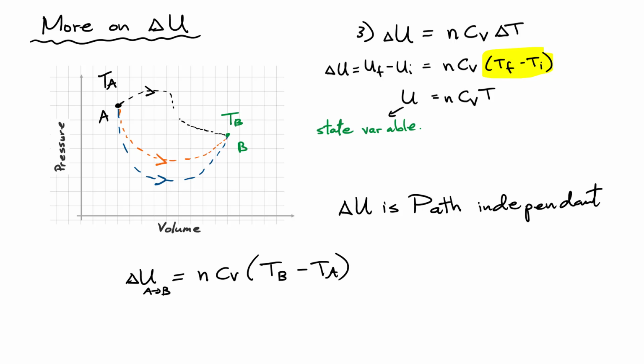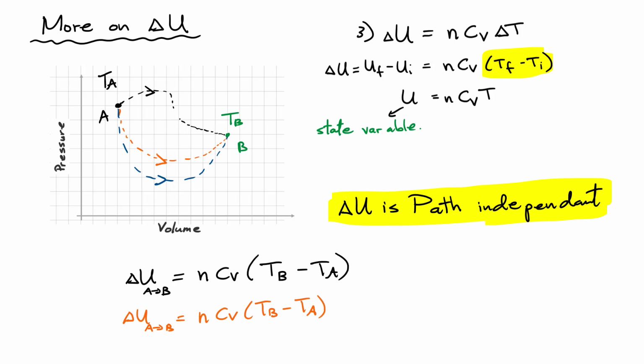Now, if I did it for the orange curve, again, A to B, I would have the exact same value because, although the path is considerably different, my equation is going to be the exact same. I'm going to get the same change in internal energy of that gas regardless of which path you take. So the important thing for delta U is that it is path independent.